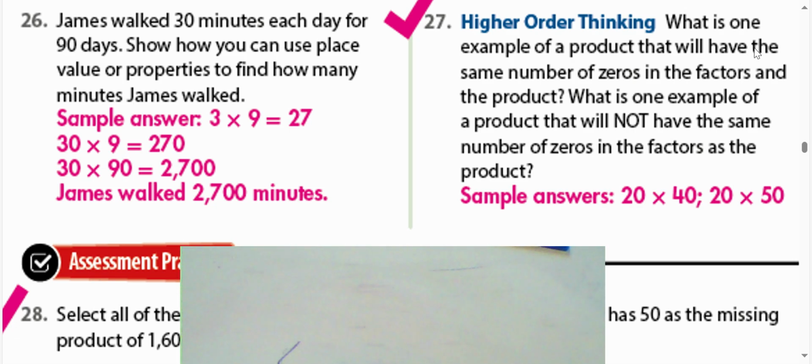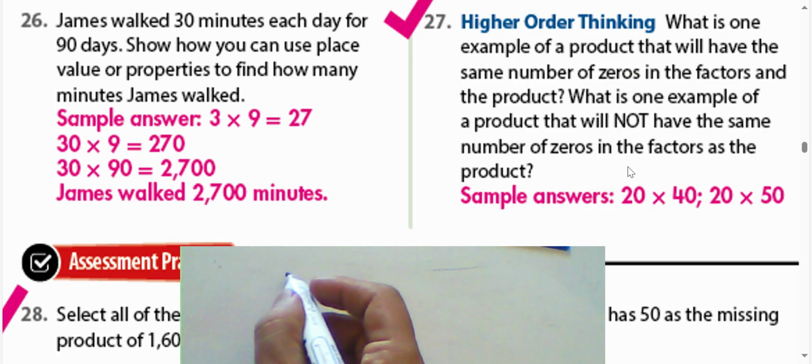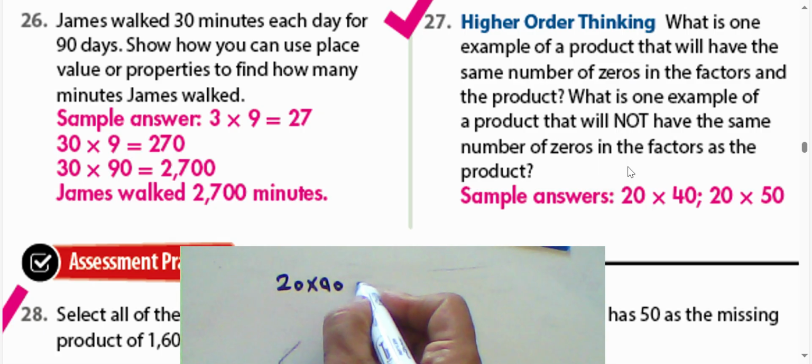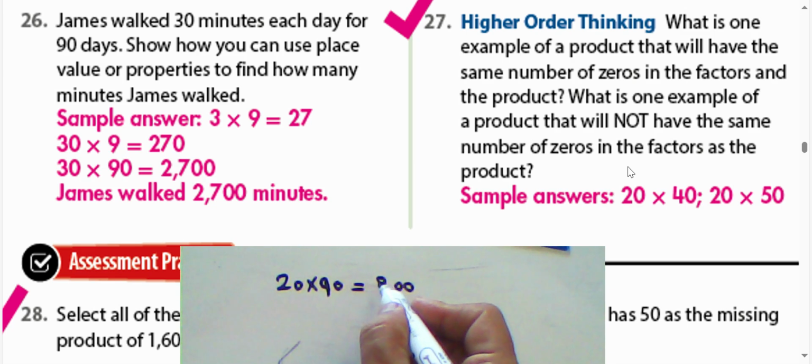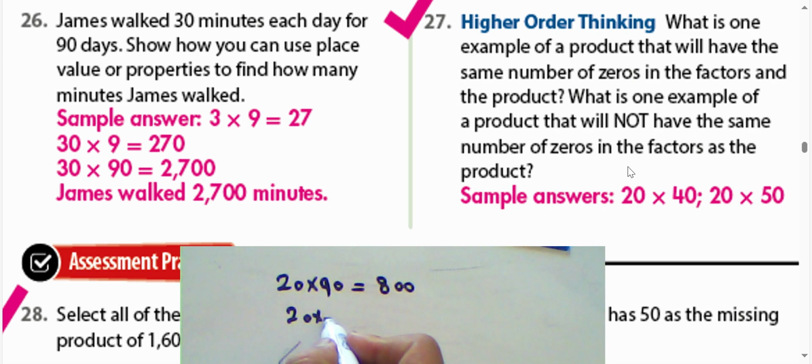Higher order thinking. Write one example of a product that will have the same number of zeros in the factors and product. Write one example of a product that will not have the same number of zeros in the factors as the product. We can write 20 times 40 and also 20 times 50. Or you can write here 20 times 40 equals, write double 0, and 2 times 4 equals 8. And also 20 times 50, write double 0 here, and 2 times 5 equals 10. And the result will be 1000.